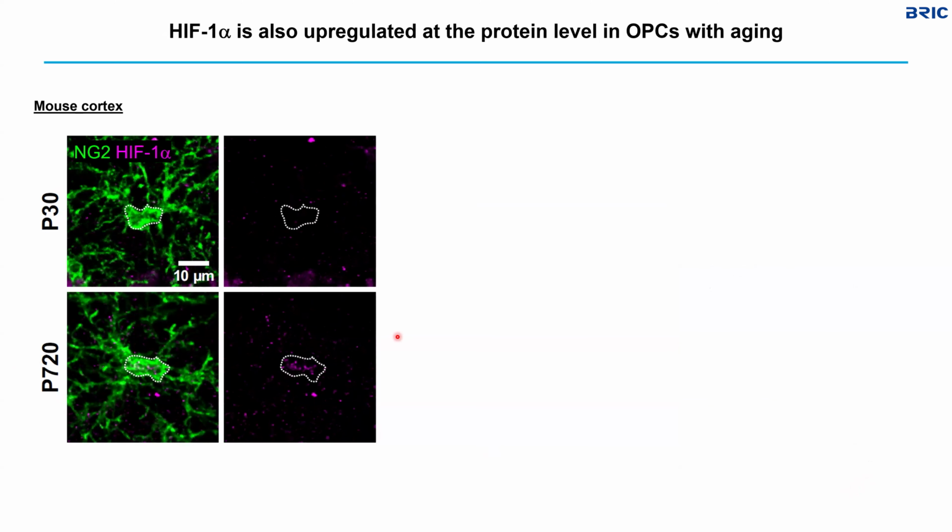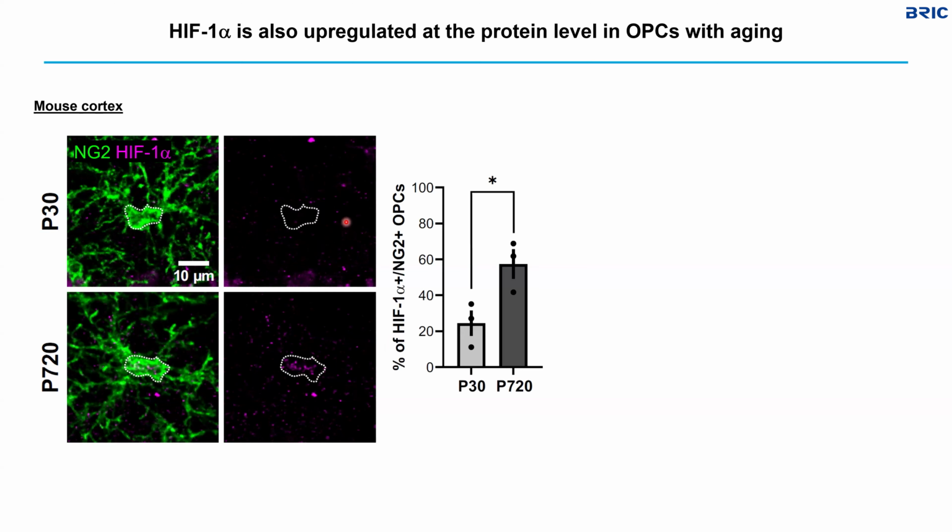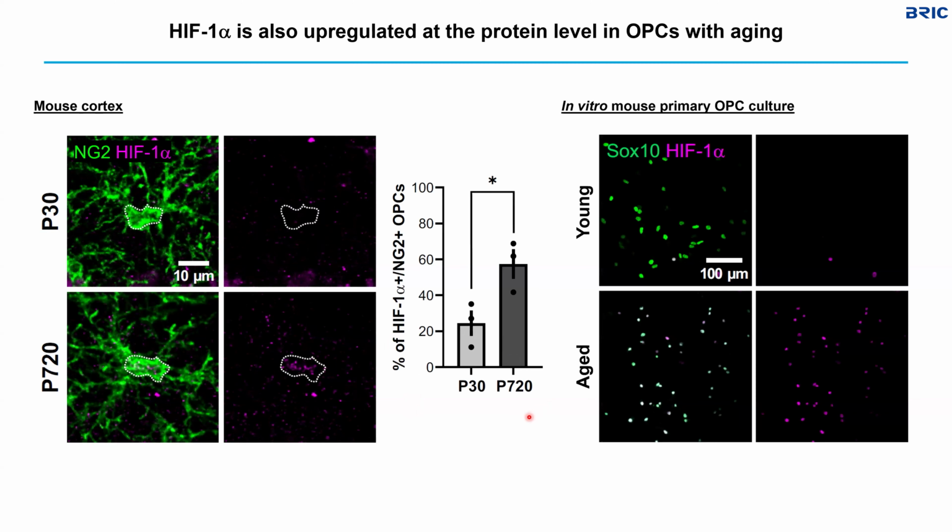If you were to zoom in, it's a little bit more clear that P720, the 2-year-old OPCs, have a lot higher expression of HIF-1 alpha compared to the OPCs from P30 young brain. And if you quantify the percentages of OPCs that have HIF-1 alpha immunoreactivity, that massively increases with aging. And you can also recapitulate this in vitro.